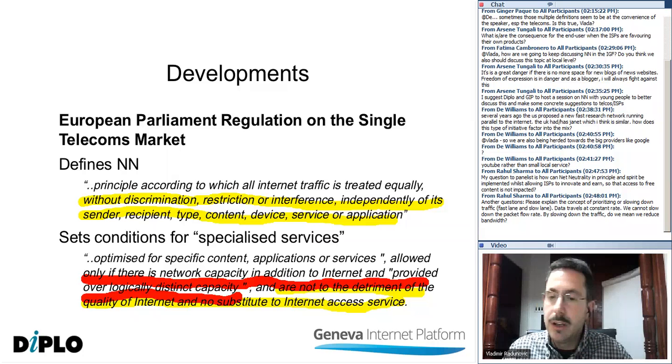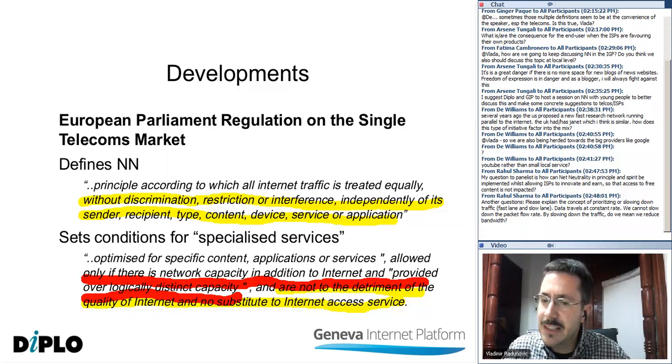Rahul, your second question is how can net neutrality in principle inspire? No, the second question, sorry, this one is that you already asked for. Please explain the concept of prioritizing or slowing down traffic, offline flowing.